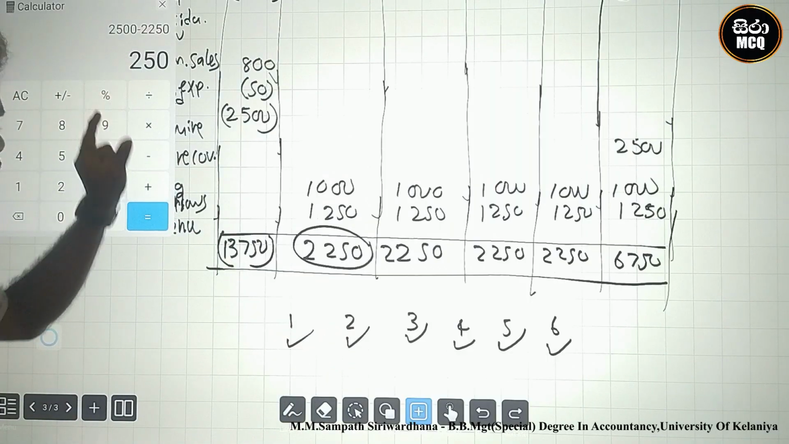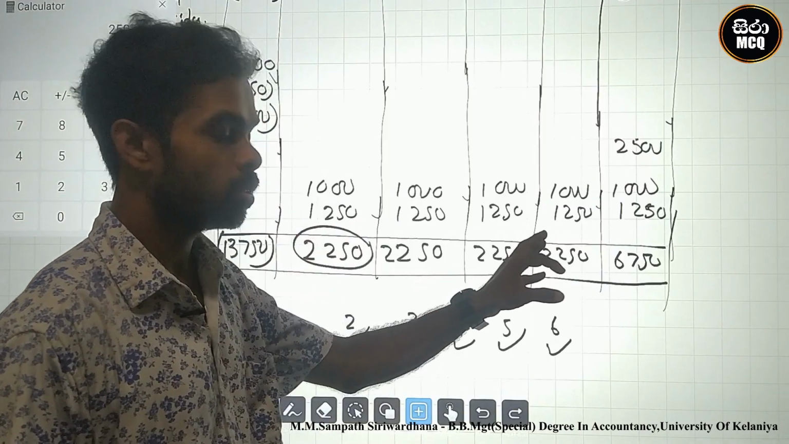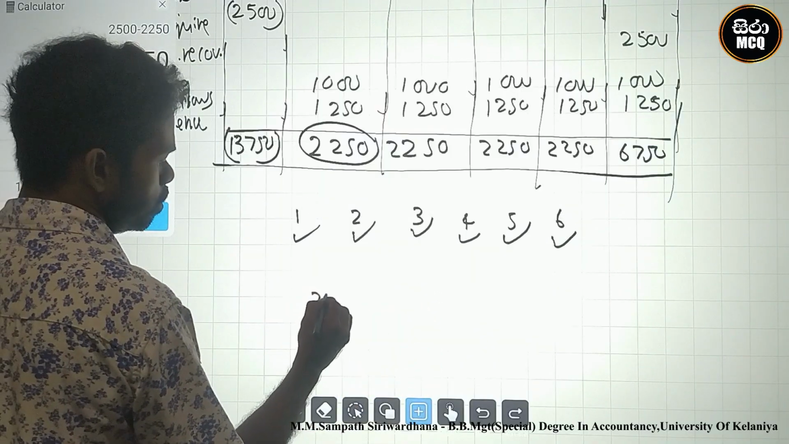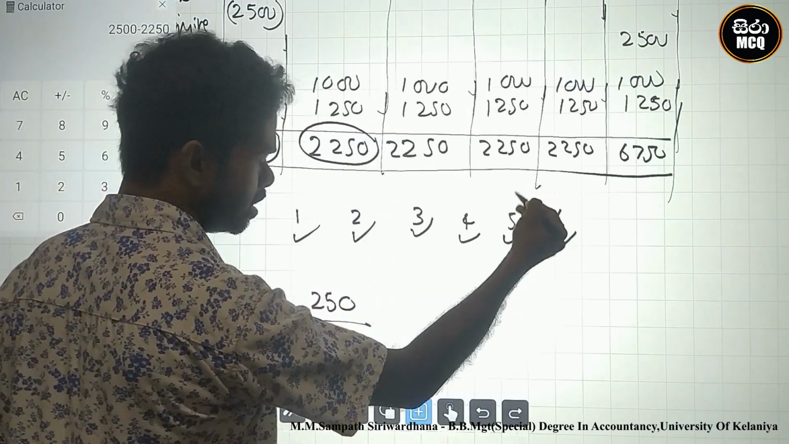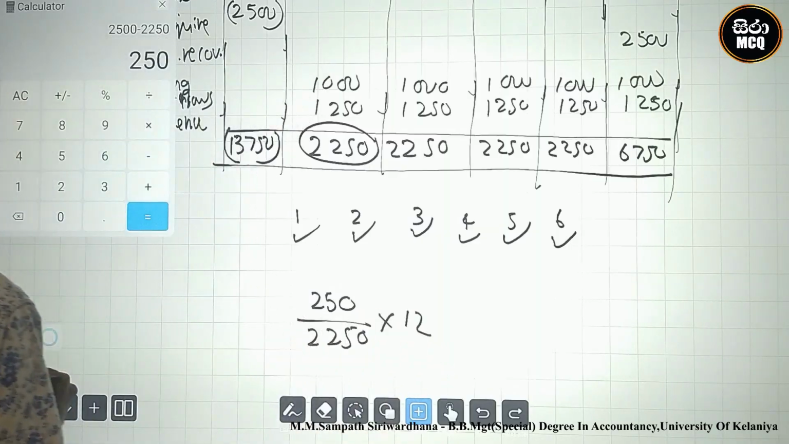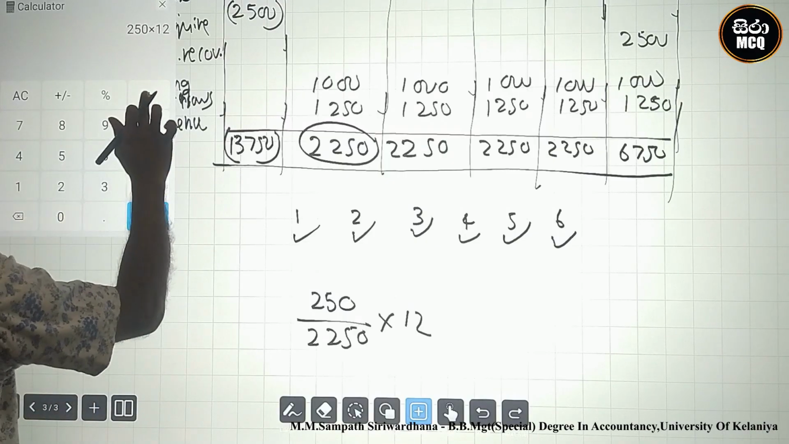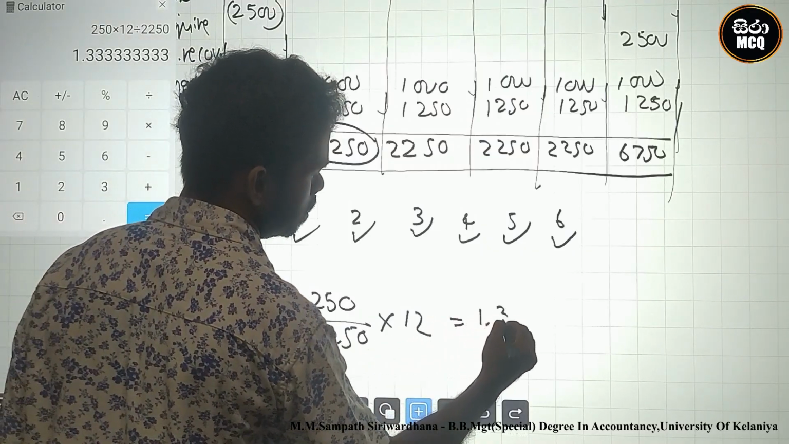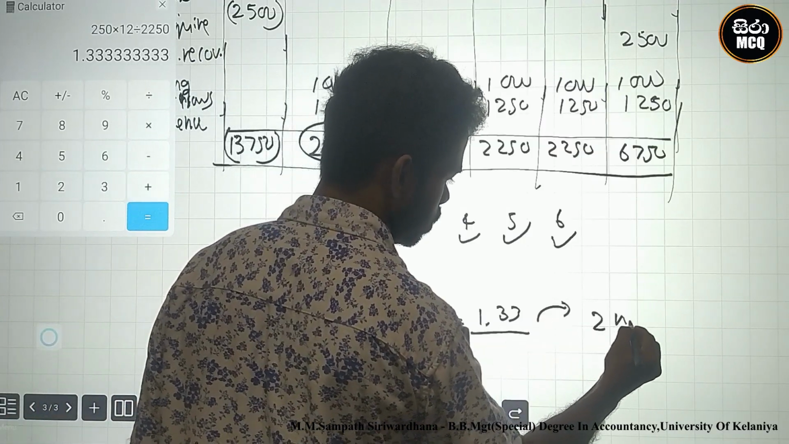After that, the final remaining to be covered is 250. Therefore, the next year is 2,250. So we can find the months for that: 250 divided by the next year, the 7th year cash inflow 2,250, multiplied by 12. The answer is 1.33. It means months, therefore I round it to 2 months.